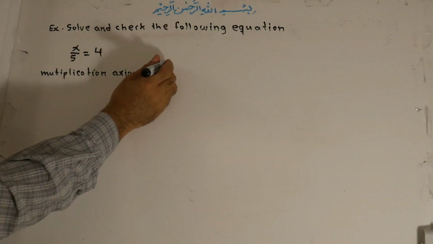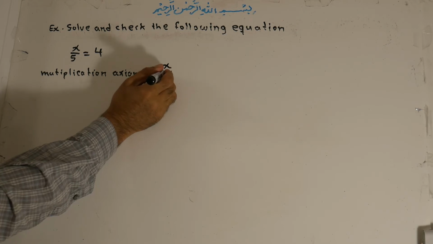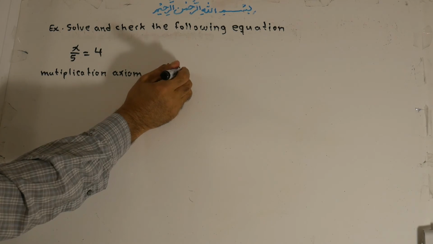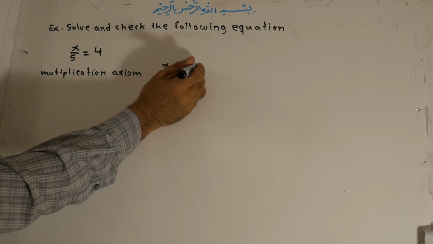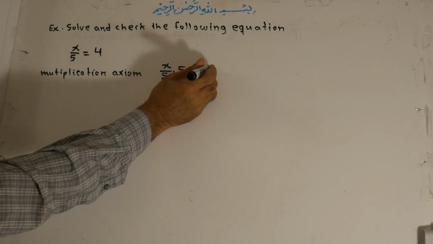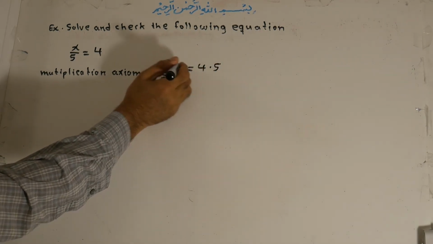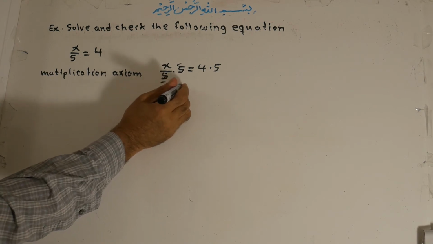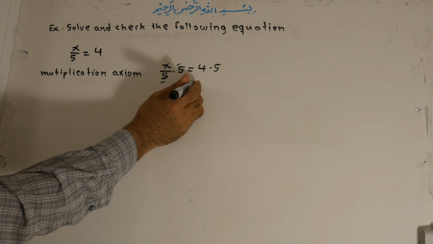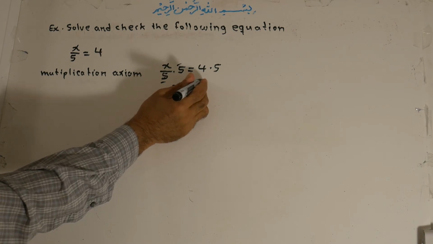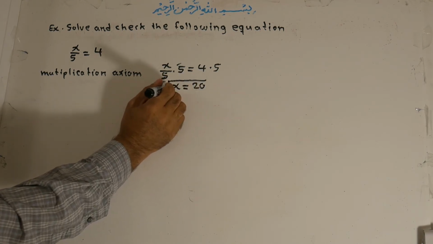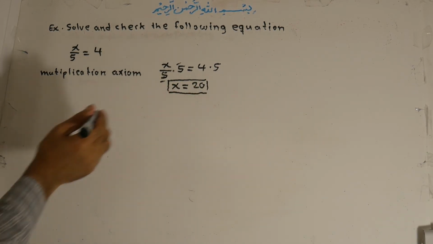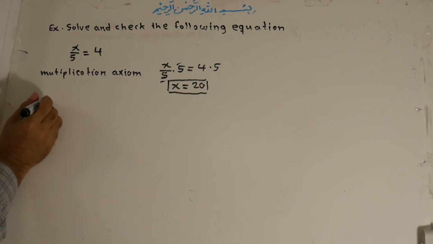It means that x over 5 times 5 is equal to 4 times 5. Now the 5 will be cancelled with the 5, remaining only x. X is equal to 4 times 5 is equal to 20. The answer for this equation is 20. Now we check whether the answer is correct or not.